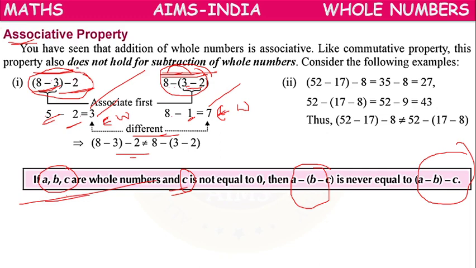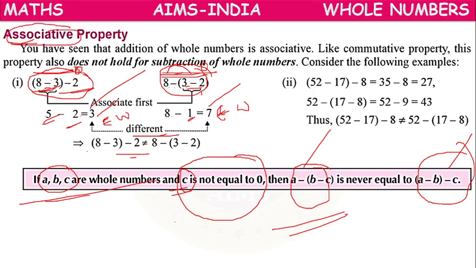If C is 0, in both places if we take 0, 8 minus 3, 5. Result is the same. Here one condition is compulsory, we have to follow: C is not equal to 0. In that case, this difference is not equal to this difference. So they won't follow the associative property. Means if we change the grouping of subtraction of three whole numbers, the result will be different. So that's why subtraction of whole numbers never follows the associative property.